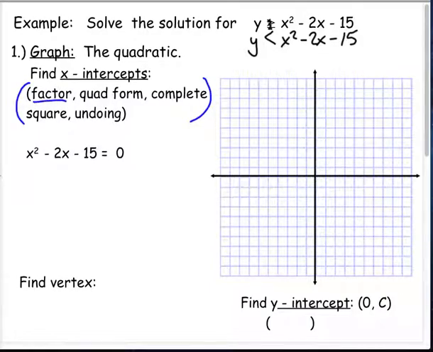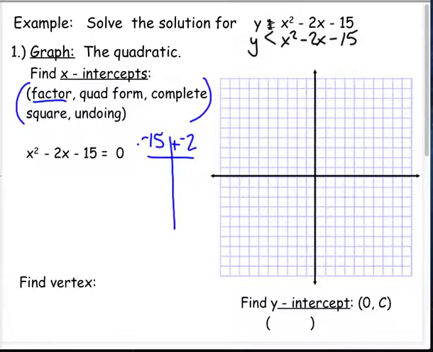I think it's easier and faster than the quadratic formula. So I always check for factoring first. So this is the t-chart method. We're looking for what multiplies to negative 15 and adds to a negative 2.